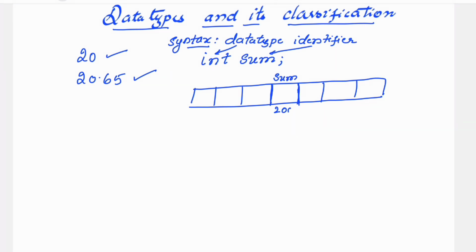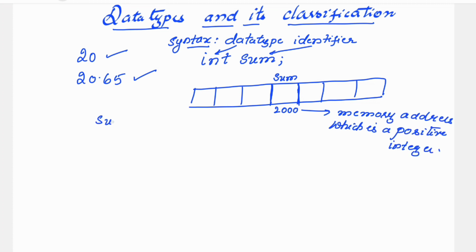Let me take this memory location as 2000. This is the address. 2000 here is the memory address, and remember it is always a positive integer. You cannot simply use the word sum in the declaration. You have to compulsorily declare the type of the data. That means you are saying you will be giving values to this particular variable belonging to the integer category. That is why it is mandatory to declare the type of the data.